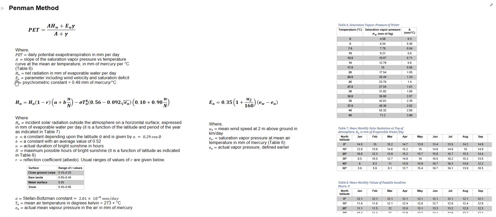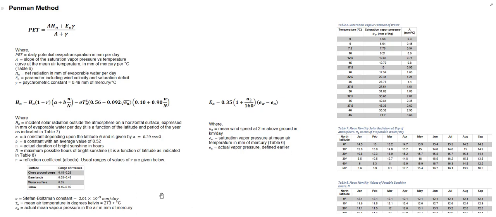Now go back to this. E sub A is the parameter including wind velocity and saturation deficit, and this can be computed using this formula, wherein U sub 2 is the mean wind speed at 2 meters above ground in kilometer per day. E sub W is the saturation vapor pressure at mean air temperature in mm of mercury, and this can again be computed using this table number 6. And E sub a is the actual vapor pressure defined earlier, this one.